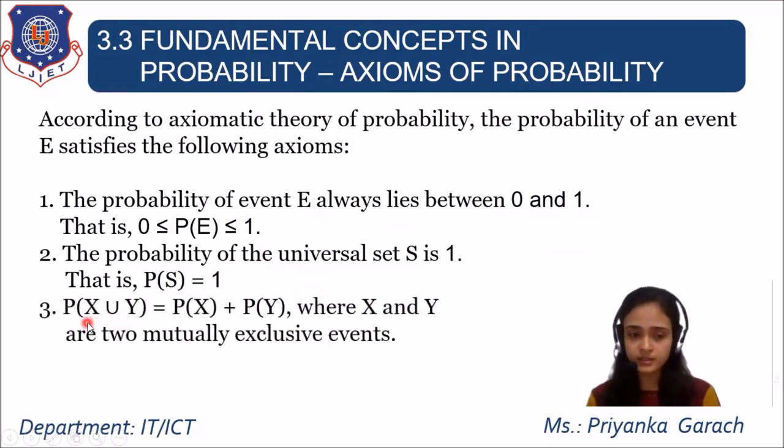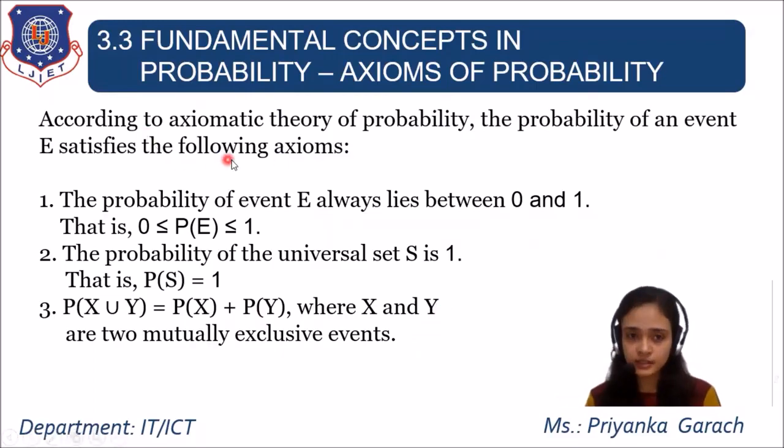The third one is that the probability of X union Y is equal to the summation of the individual probabilities of the events, that is the probability of X plus the probability of Y, where X and Y are two mutually exclusive events. What the mutually exclusive events and the non-mutually exclusive events are, we will see.